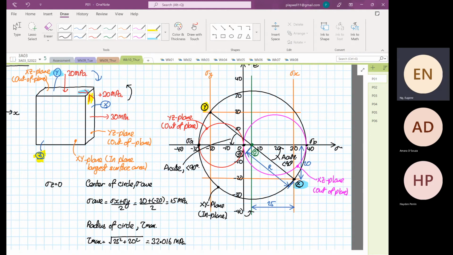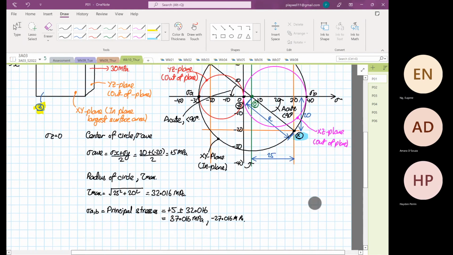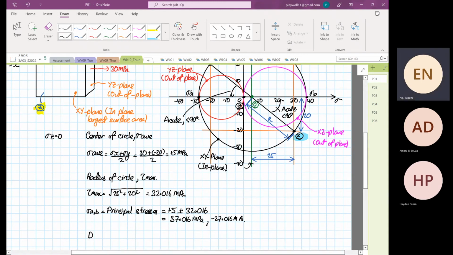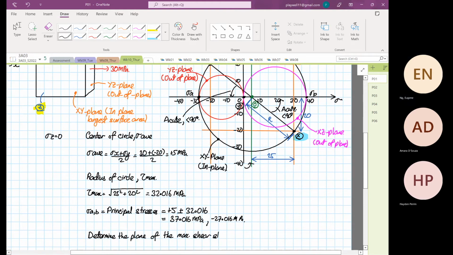Okay. So the purpose of doing this is to also determine the plane of the maximum shear stress is acting on.